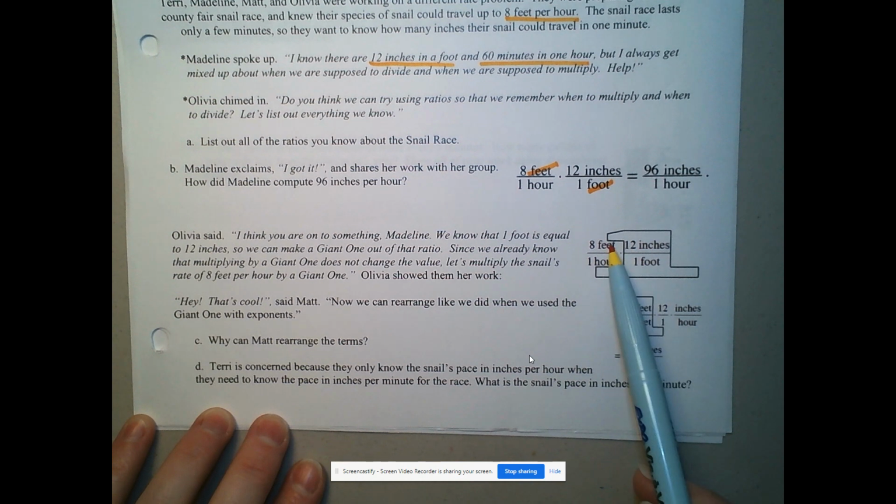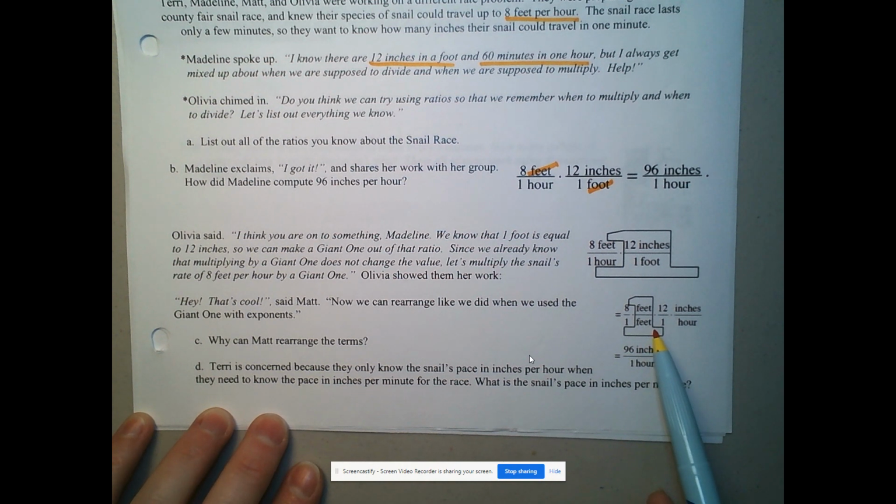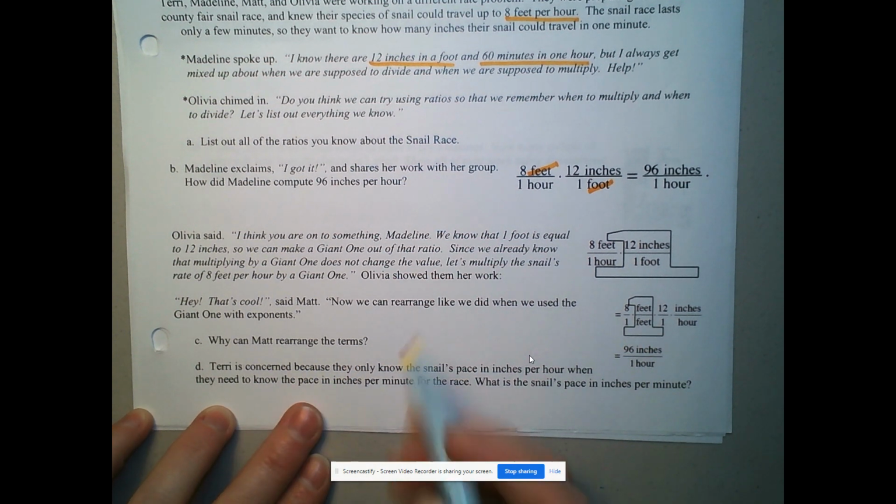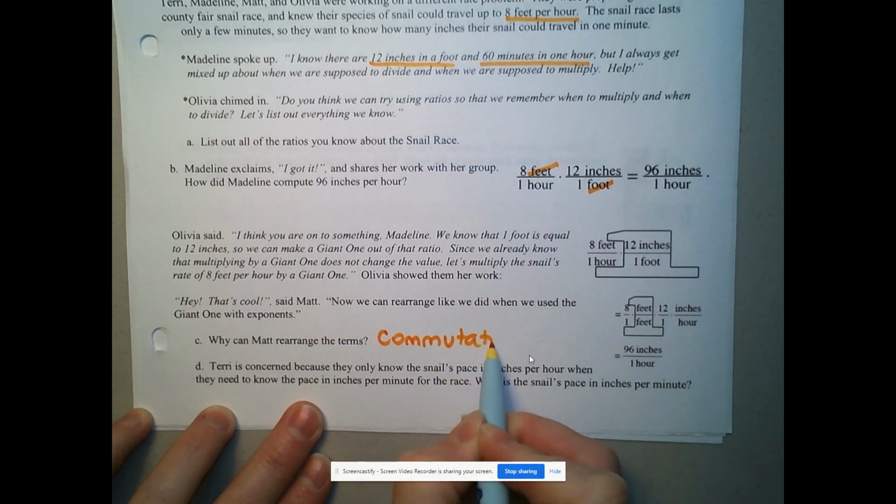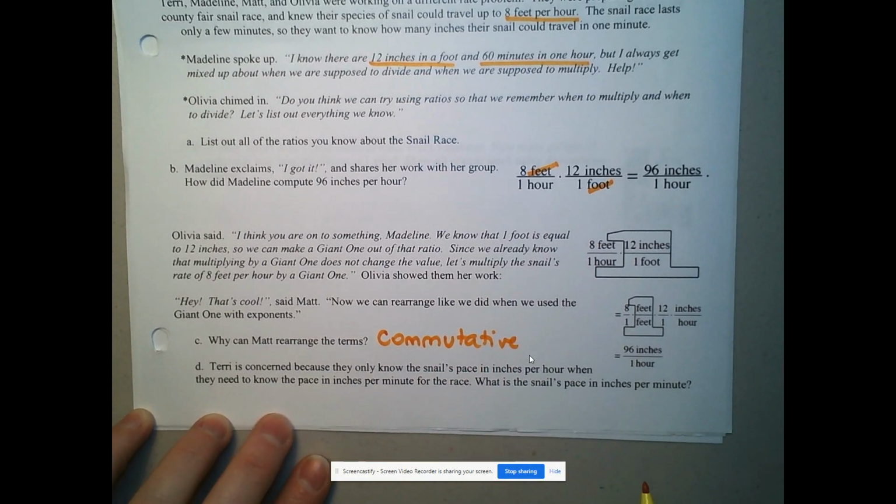So you'll notice that the feet and the 1 foot, that's what cancels. That makes its own kind of giant 1. That's why you're allowed to rearrange it. And he arranged it, and he's allowed to do that because of the commutative property that says you're allowed to change the order when it's all multiplication.